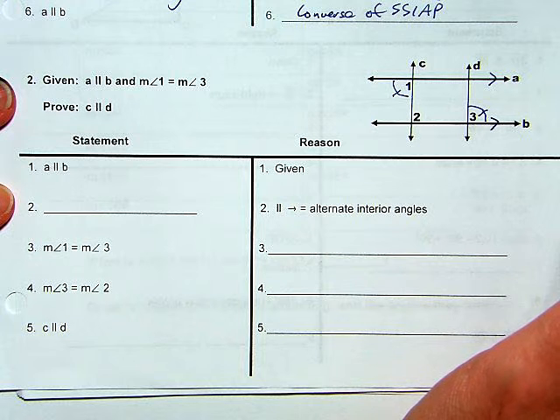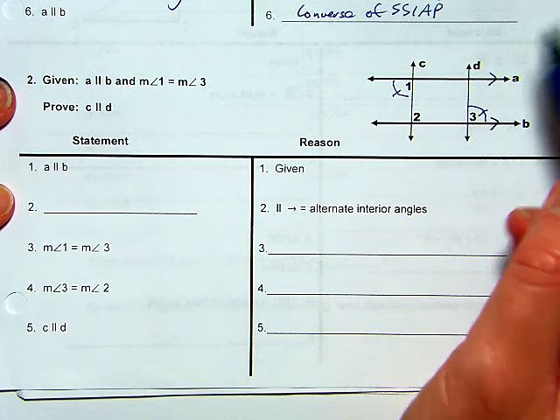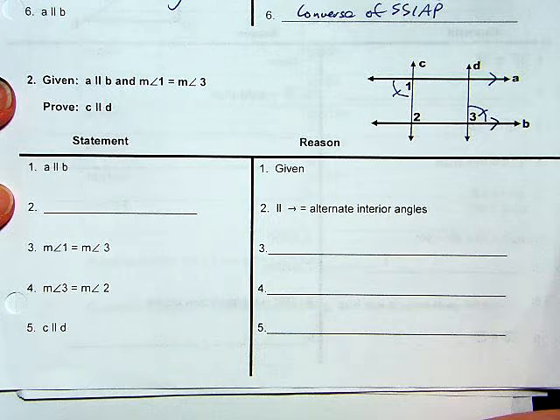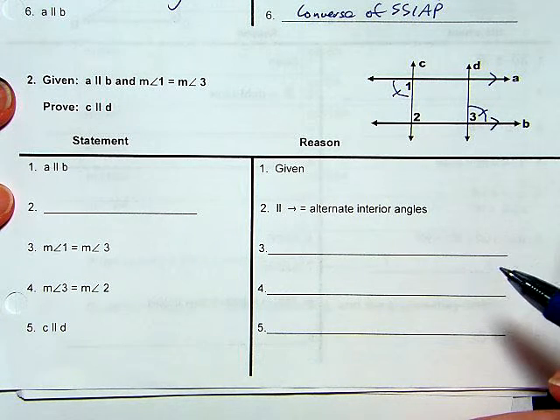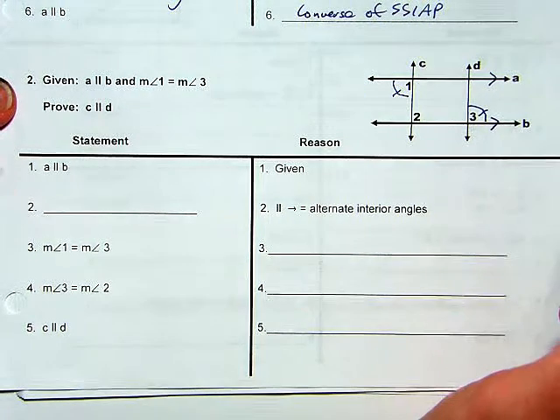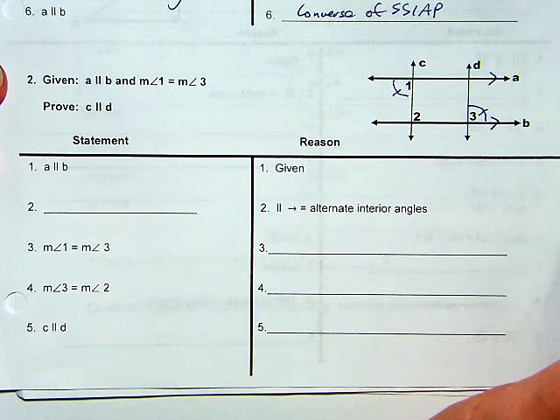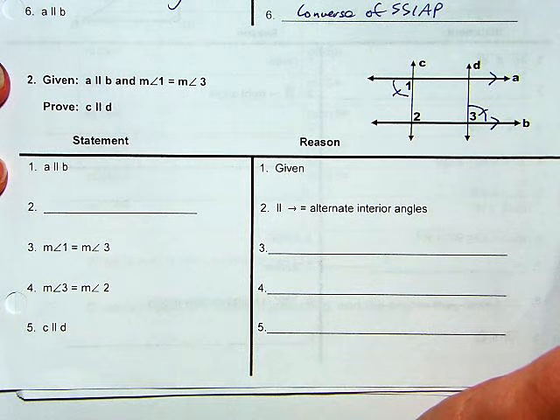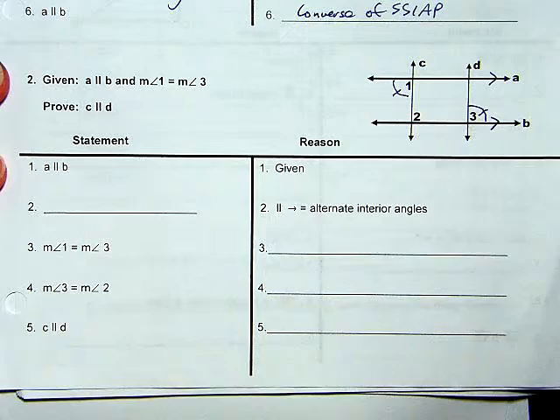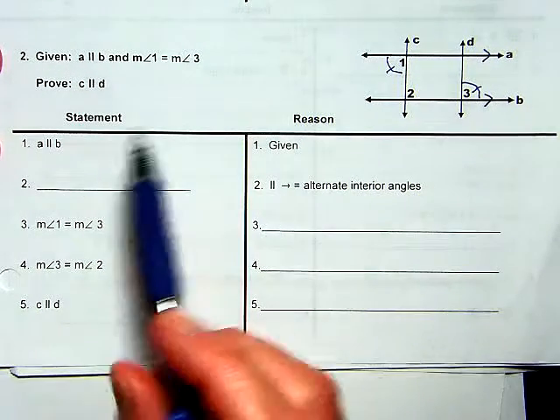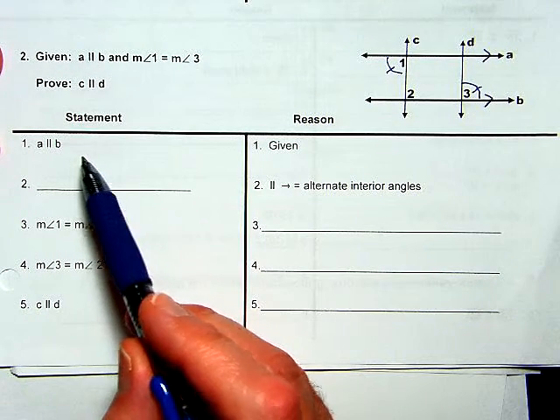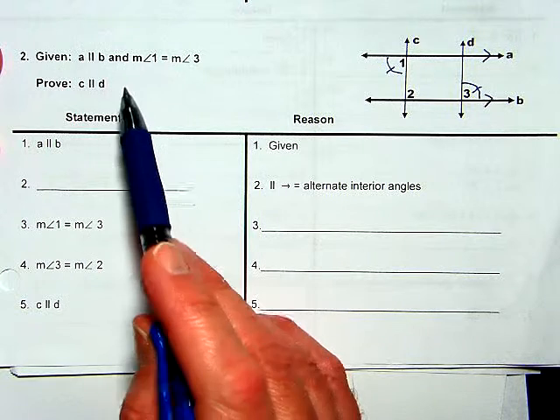And given those two facts, we are supposed to prove that line C is parallel to line D. So we have to go ahead and fill in the blanks in this proof. You can see this is a relatively short proof, so the conclusion follows fairly quickly. But let's see how this proof evolves. So the first statement is that A is parallel to B, and that we have because it's given.